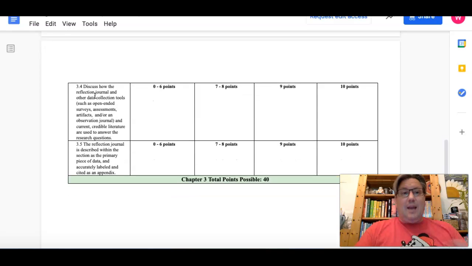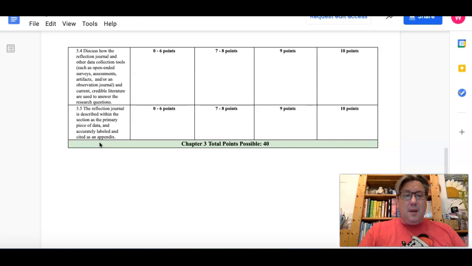The next indicator or place to look at being evaluated is discuss how the reflective journal and the other data collection tools, such as again here, open-ended surveys, assessments, artifacts, or observation journals. So what you've observed, very important. So pulling that information out, like we said, it definitely needs to be informal. We don't want to have to take this to an instructional review board. That's not Concordia's plan for you. But just talking about the different ways that you're going to collect data from what you've read, what you've experienced.